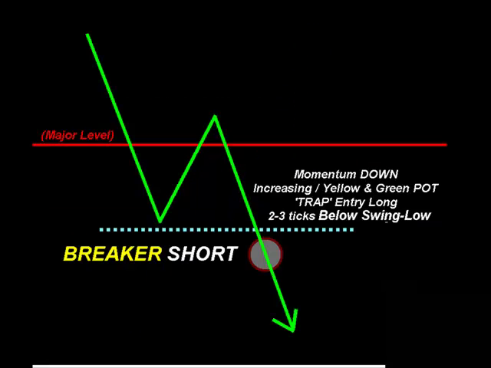And of course, to the opposite side here, we get below this level of support, the red line. We then make that swing low. The swing indicator will mark that blue line for us automatically on my charts. Then I wait for a break of that swing low for our breaker short.